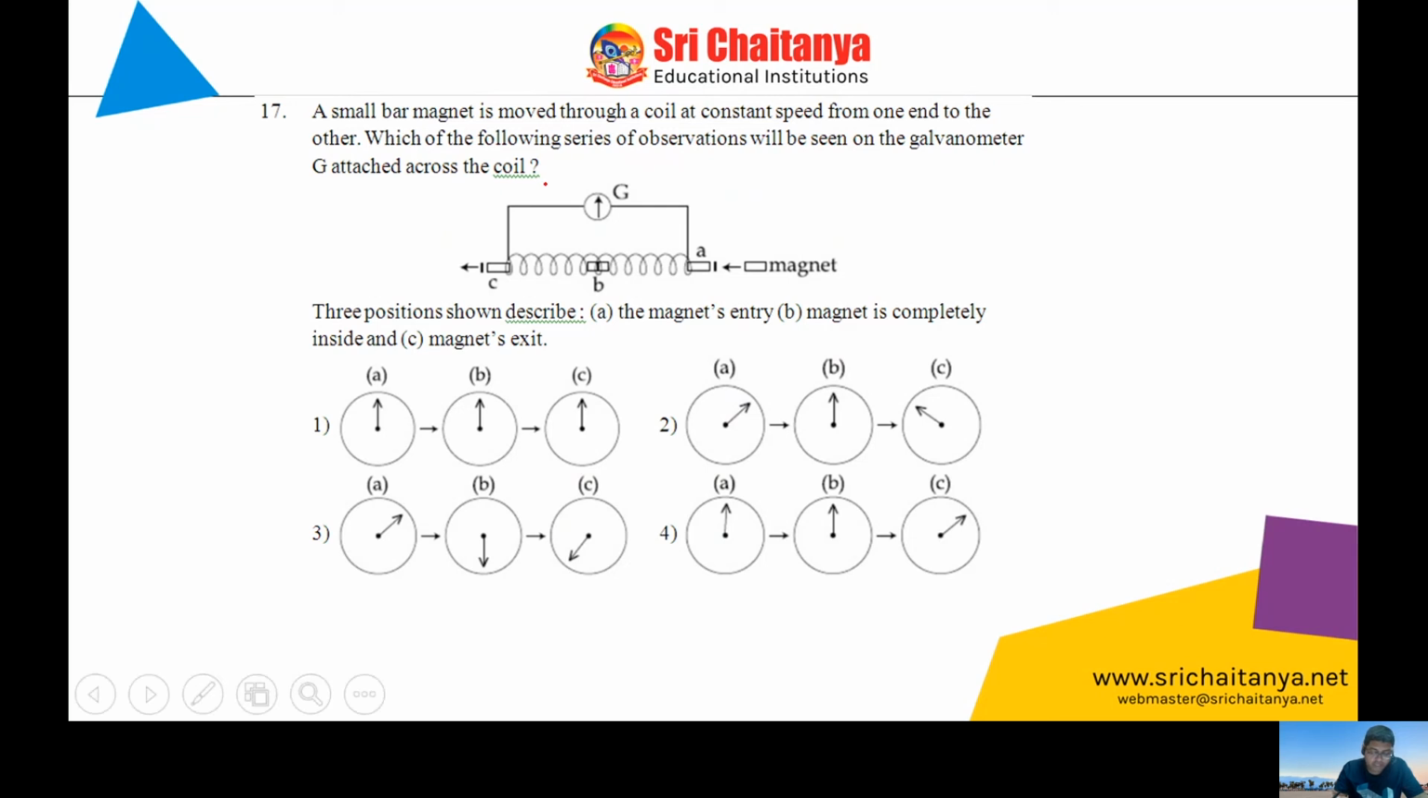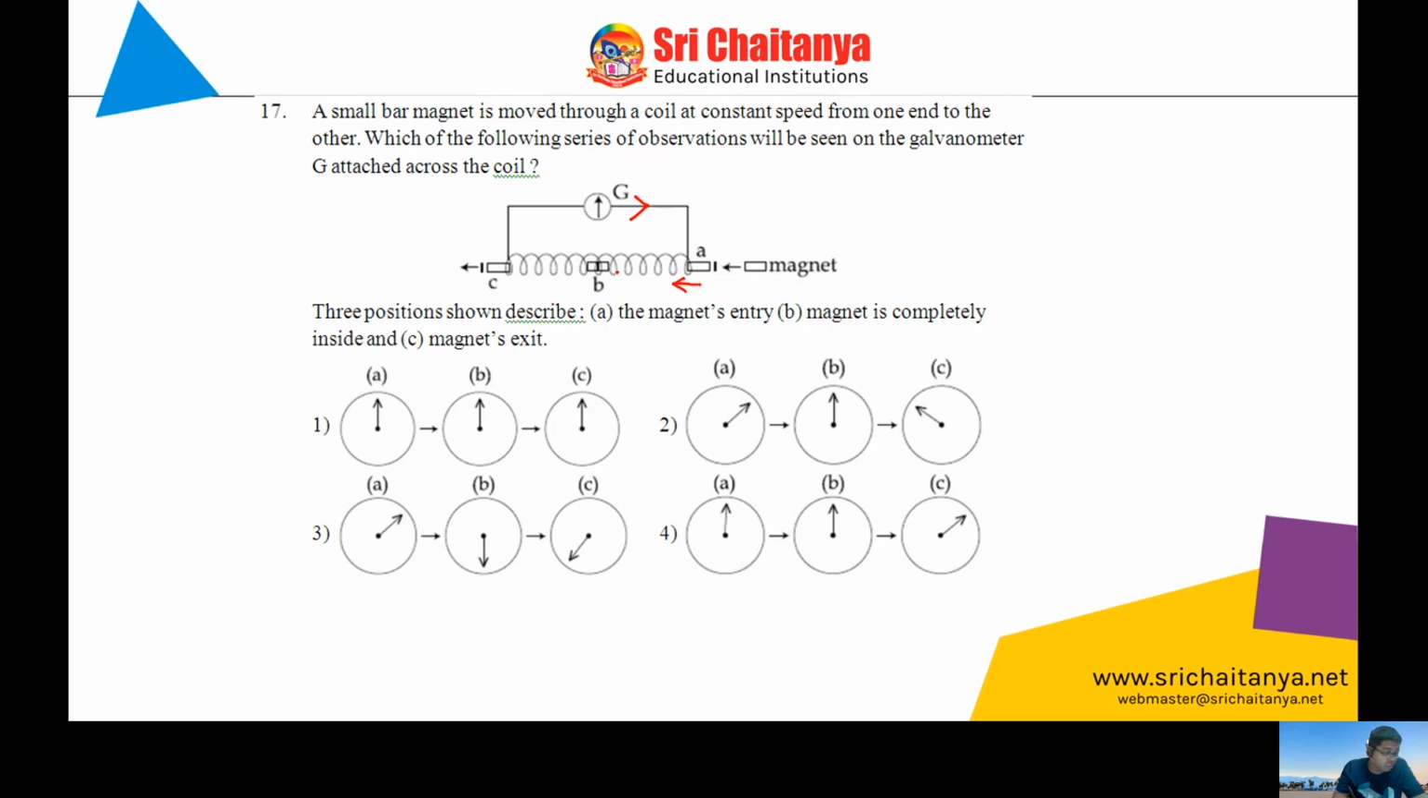And that is basically Lenz's law. So when the magnet is entering into the coil, the magnetic flux is increasing, so the current in the coil will be in such a direction so as to oppose the change. So in order to oppose the change, the current would be in this direction.